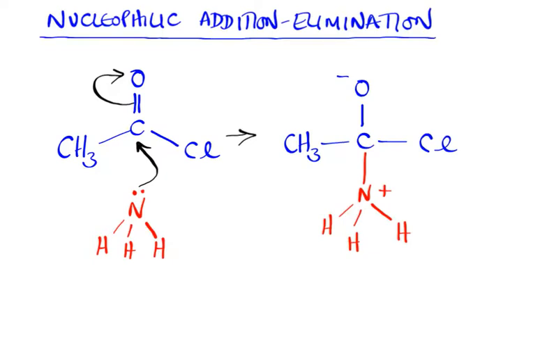So your intermediate should have the two charges on, so the oxygen negatively charged, the nitrogen positively charged, and then, as we saw before, we've got three arrows, so reforming the double bond, kicking the chlorine out, and the nitrogen gets its electrons back by losing the proton.